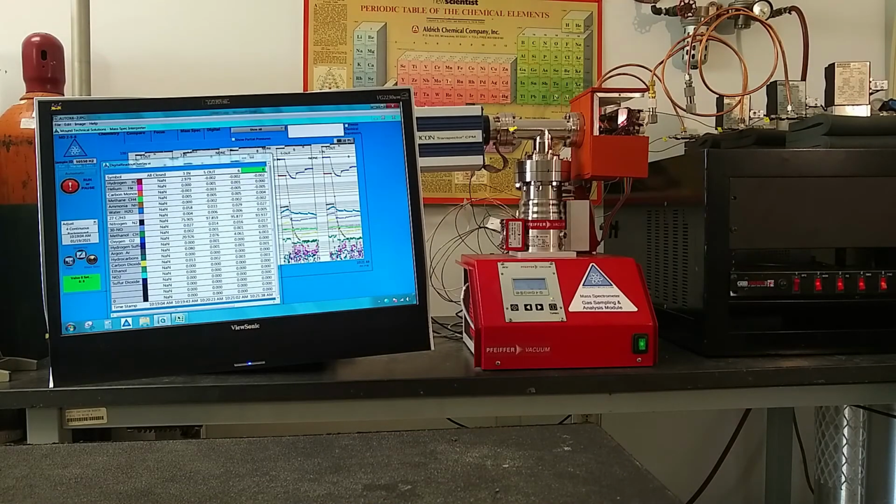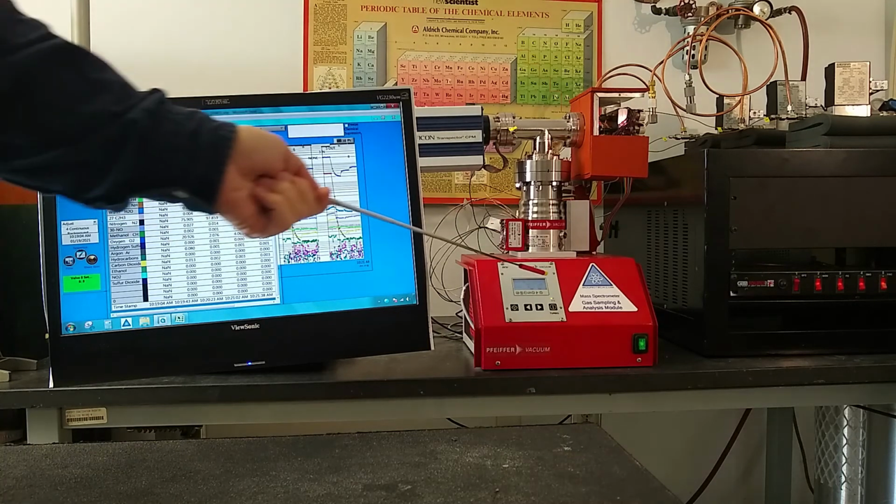Hello, welcome to Mound Technical Solutions. We're here in the lab today to discuss the Quadrupole Mass Spectrometer. We're going to go over just the general configuration of the instrument and how to use it in an application. So let's dig right in and talk about the various components of the mass spec.